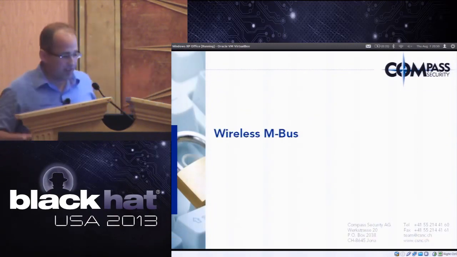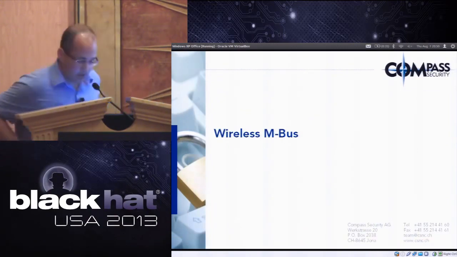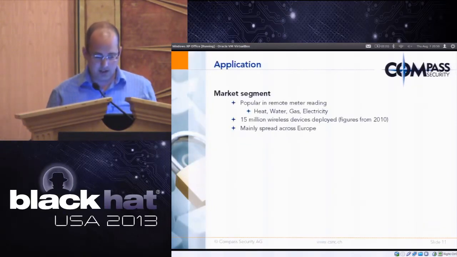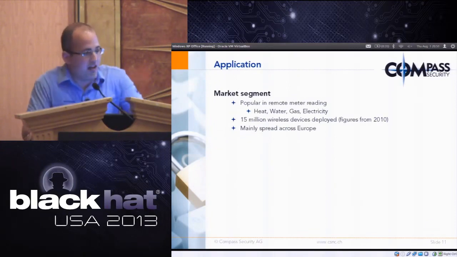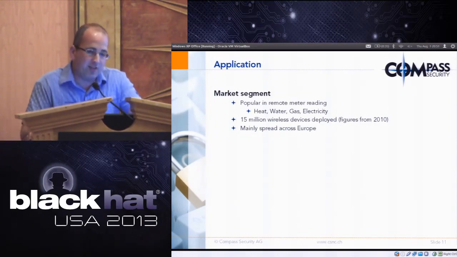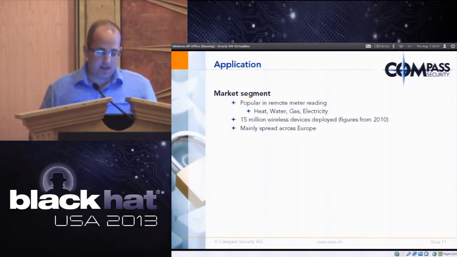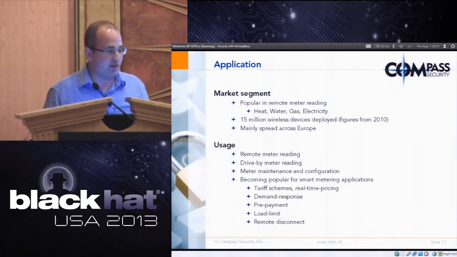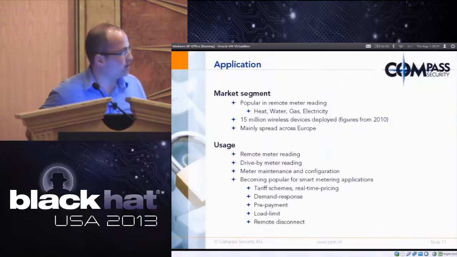Okay, let's quickly go through the wireless M-Bus standard. So, wireless M-Bus actually grew up within the heat metering industry 20 years ago. It's used by 15 million devices, mainly around Europe. So you could use it for remote meter reading. You could also implement applications like drive-by meter reading. You could use it for maintenance and configuration.